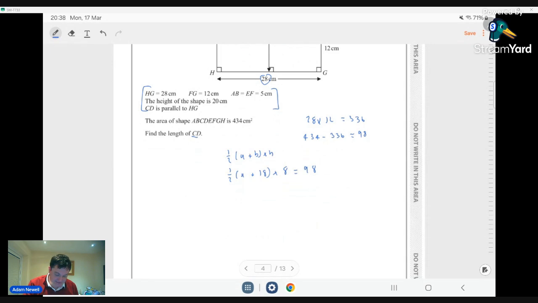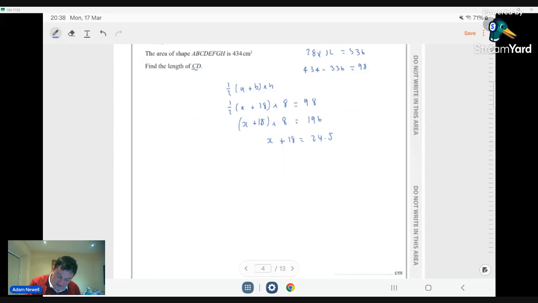So 98 times 2, so x plus 18 multiplied by 8 must equal 196. Divided by 8, and I get x plus 18 is 196 divided by 8, which is equal to 24.5. Take away 18 from both sides, and I get x is equal to 6.5.